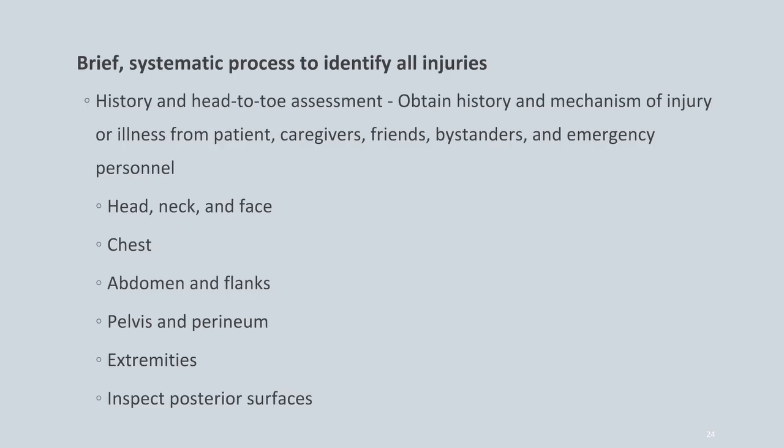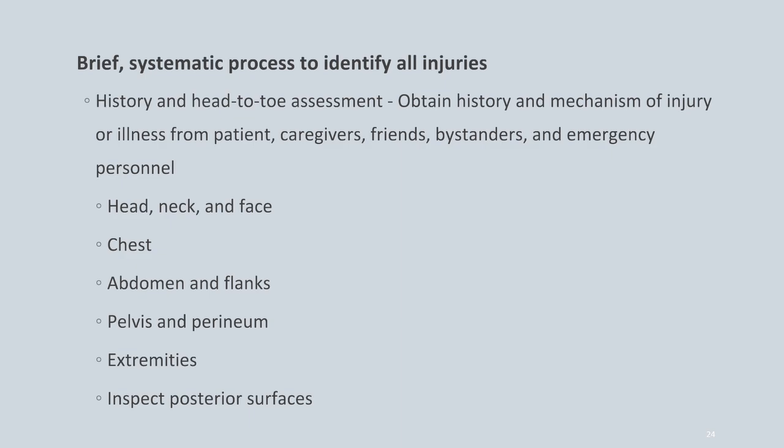So now we're going to get a history and a head-to-toe assessment. We want a history of the mechanism of the injury or the illness from the patient, the caregivers, the friends, the bystanders, or the emergency personnel that brought them in. Tell us why they're here. If it was an automobile accident, tell us where they were seated. Did they have their seatbelt on? How fast were they going? Or were they a passenger in the car?